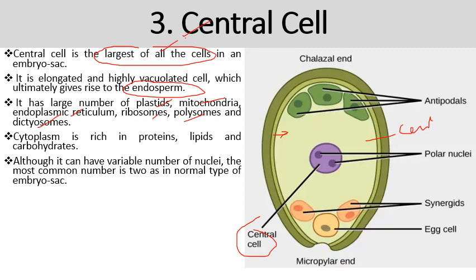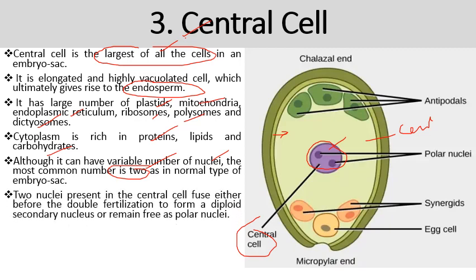Then the cytoplasm is rich in protein, lipids and carbohydrates, although it can have a variable number of nuclei. The most common number is 2. The number can vary, but the normal type of embryo sac we just studied has only 2 nuclei. 2 nuclei are present in the central cell.